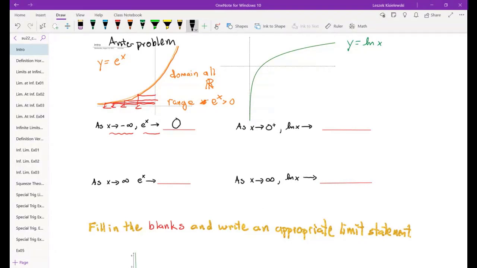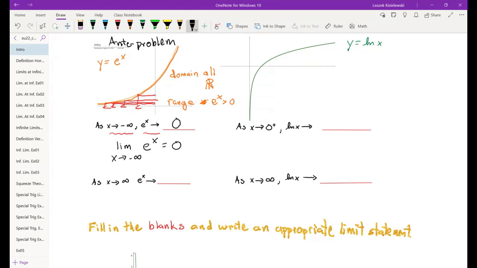Okay. So as a limit statement, we would write the limit as x goes to negative infinity. So x gets arbitrarily negative. The function e to the x then approaches 0. So at the limit, it's 0.